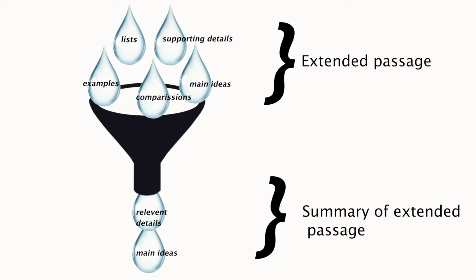If you look at the diagram on the screen, you will see that filtration process working. If you look at it, you will see what comprises the original extended passage, and ultimately, at the bottom, what comprises the summarized or abridged version. And so, like every good summary writer, we become filtration specialists. So, what's in a summary?